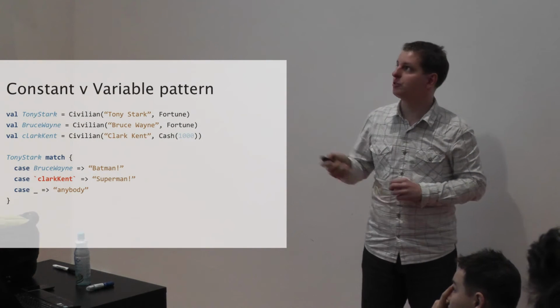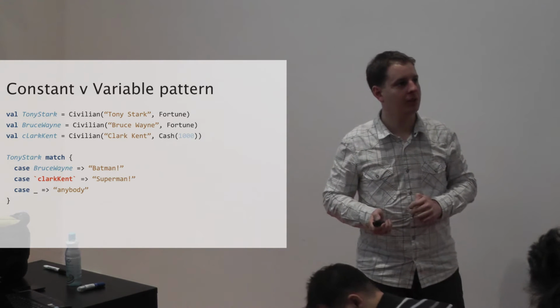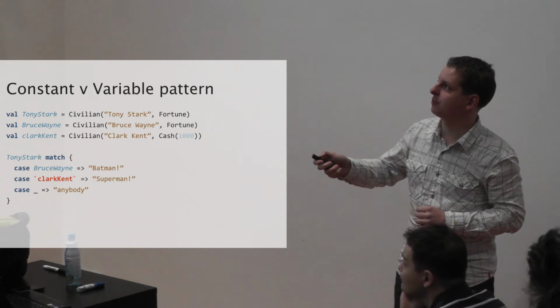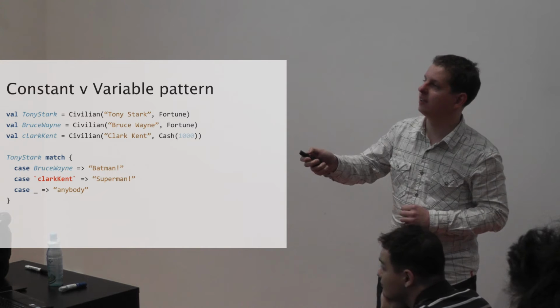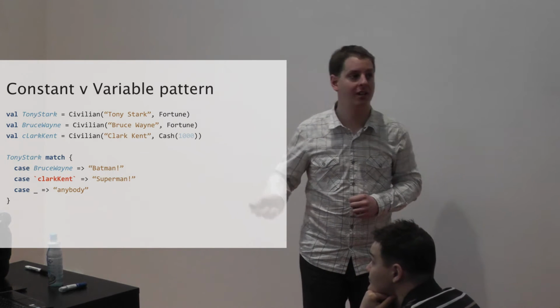So if you want to access the Clark Kent variable inside the match, you have to use the backticks. Yes. And this will not match anything. It will not create a new variable. It will tell this is a constant pattern, this Clark Kent. So in this case, Tony Stark will not match anything, and this anybody.